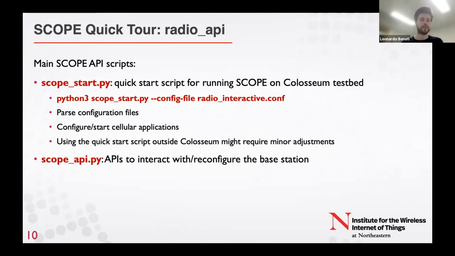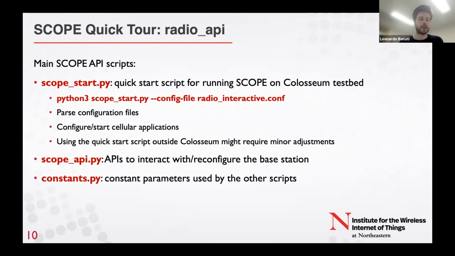Then we have a scope API script that contains all the APIs that we use to contact the base station and to reconfigure the base station. And then we have some constants that are used by other scripts and support functions as well.